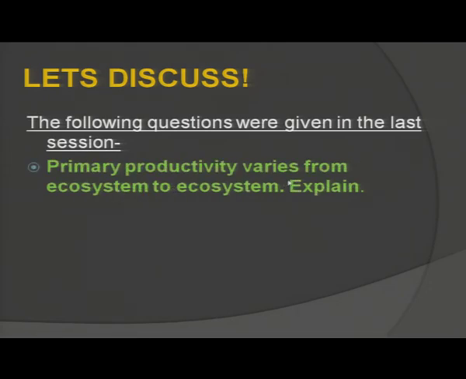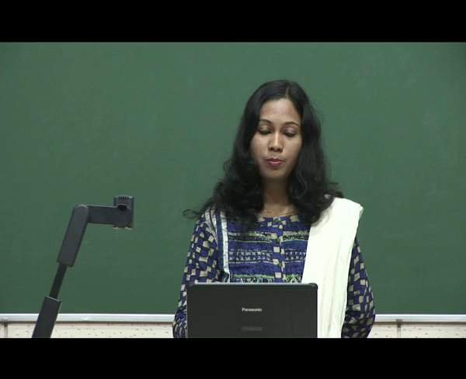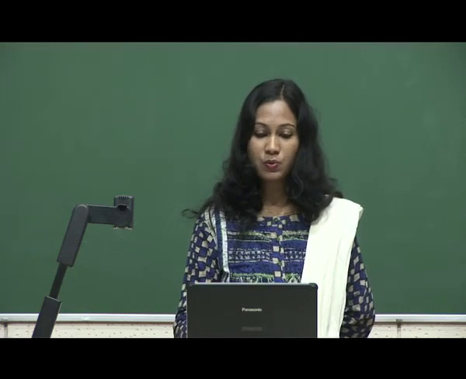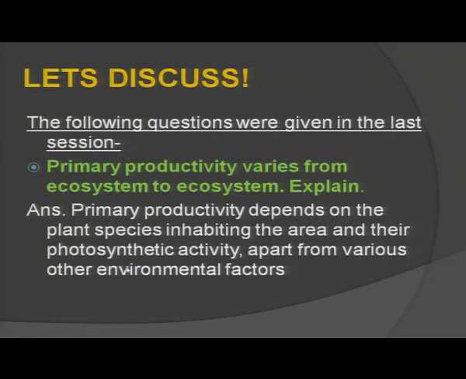Number 1, primary productivity varies from ecosystem to ecosystem. Explain. So, primary productivity is the productivity which is related to the plant biomass production in plants, and if there are more plants, they will be able to photosynthesize more and there will be more productivity. So, obviously it depends on the number of plants which are present in the different ecosystems. Primary productivity depends on the plant species inhabiting the area and their photosynthetic activity as well, apart from various other environmental factors which you will study in the photosynthesis topic.